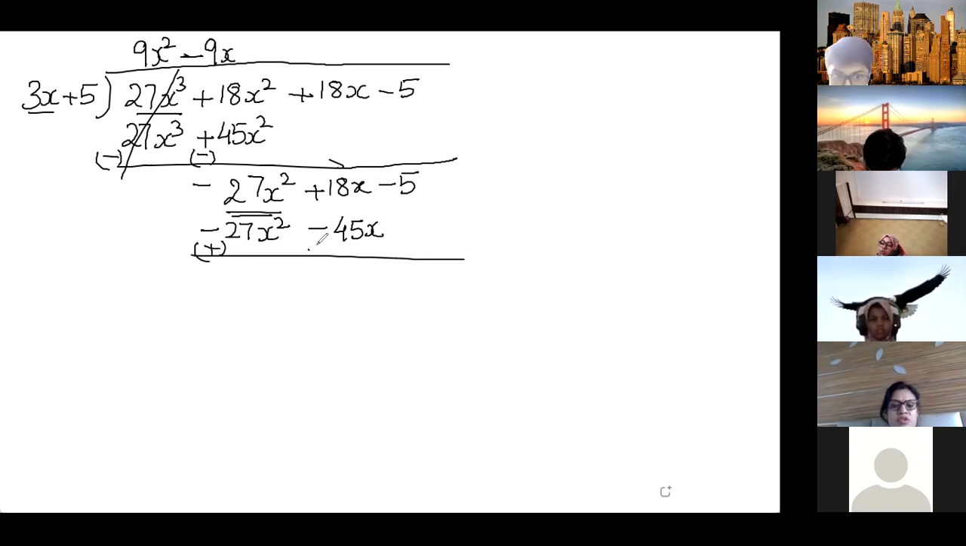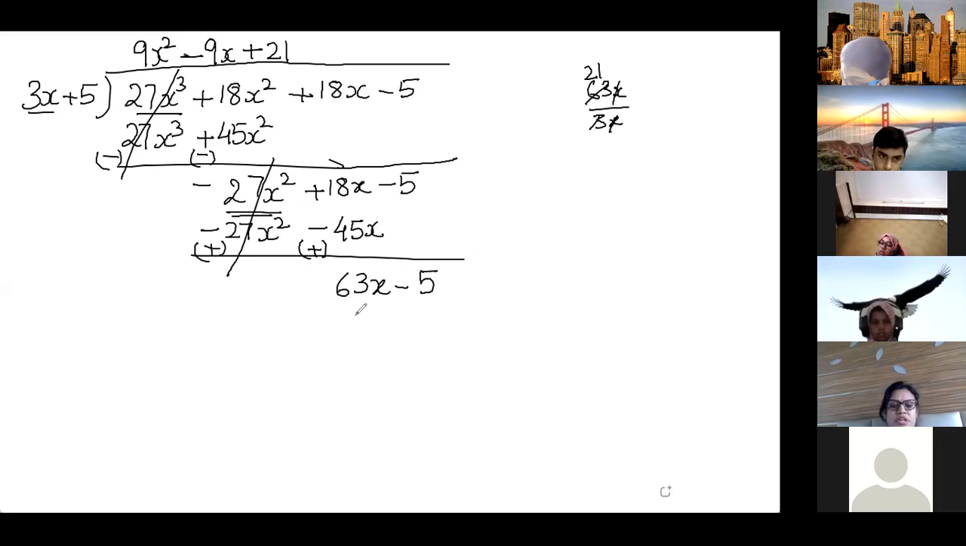Again sign change. So minus and plus cancel out. Plus and plus add. 63x minus 5. Now divide 63x. Divide in rough if it doesn't work directly, so 3x, x cancels. 3 2s are 6, 3. So plus 21 you will get. Plus 21. So 21 into 3 is again 63x. And I think something is wrong, or maybe we are getting a remainder in this. We must be getting a remainder. Yes, we are getting a remainder over here.